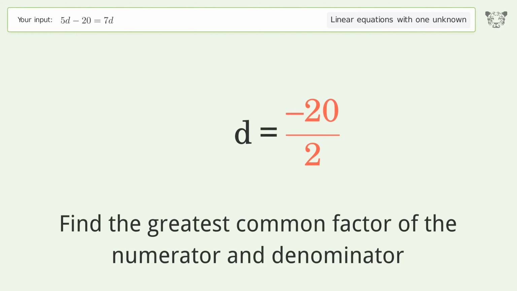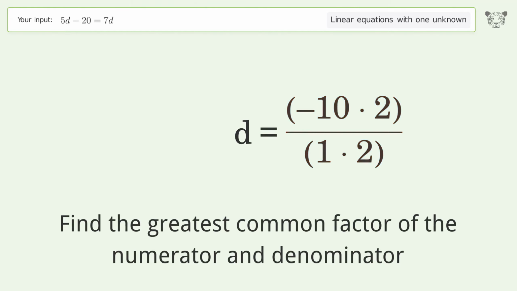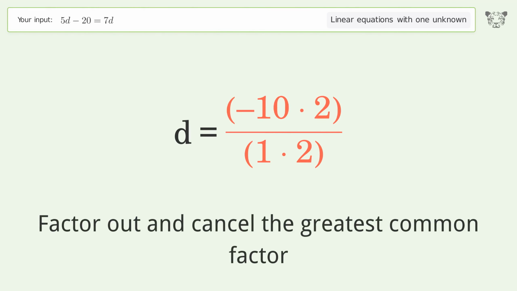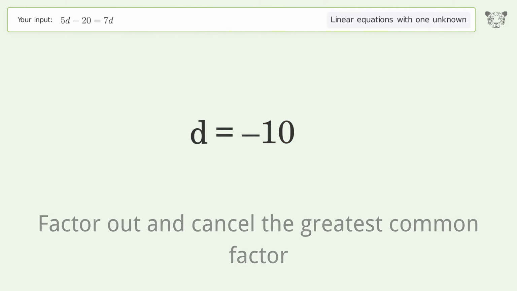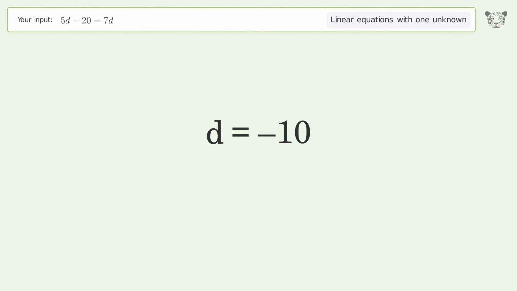Find the greatest common factor of the numerator and denominator. Factor out and cancel the greatest common factor. And so the final result is d equals -10.